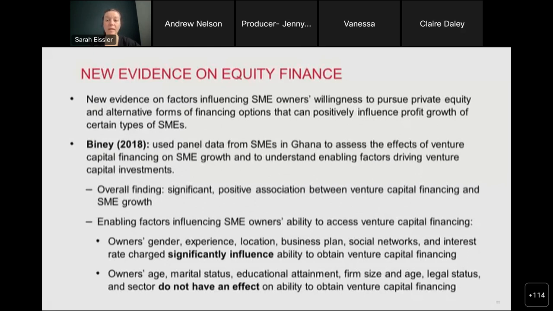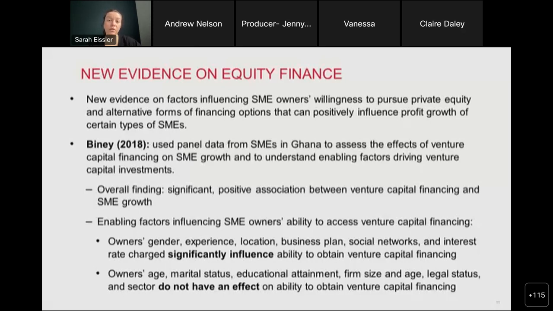And then finally, a third study published by Biney in 2018 applied both propensity score matching and difference in difference estimation techniques at a national level in Ghana to assess the effects of venture capital financing on SME growth. They used panel data to understand the enabling factors that drive venture capital investments. And their results showed a significant positive association between venture capital financing and SME growth, and suggest that certain factors and conditions, such as GDP growth rate, labor market rigidities, capital gains taxes, and institutional quality, are the key drivers of venture capital investments in Ghana.